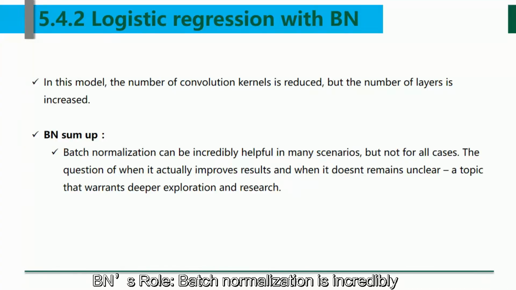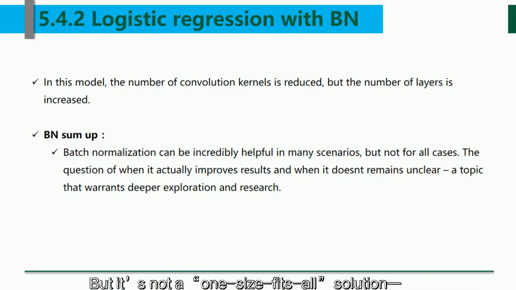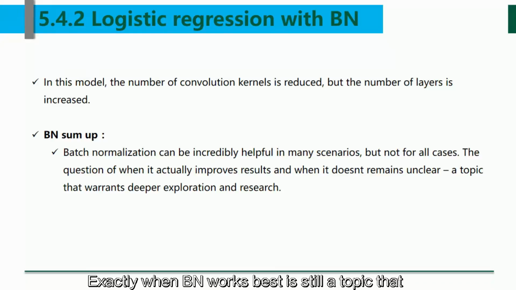BN's role: batch normalization is incredibly helpful in many scenarios, for example speeding up training, reducing overfitting, and allowing larger learning rates. But it is not a one-size-fits-all solution. There are cases where it doesn't improve results. Exactly when BN works best is still a topic that needs deeper research. Key note: BN adds a small number of parameters but brings significant benefits. This is why it's widely used in modern deep learning models. Remember, BN is a tool. Test it in your task to see if it helps.